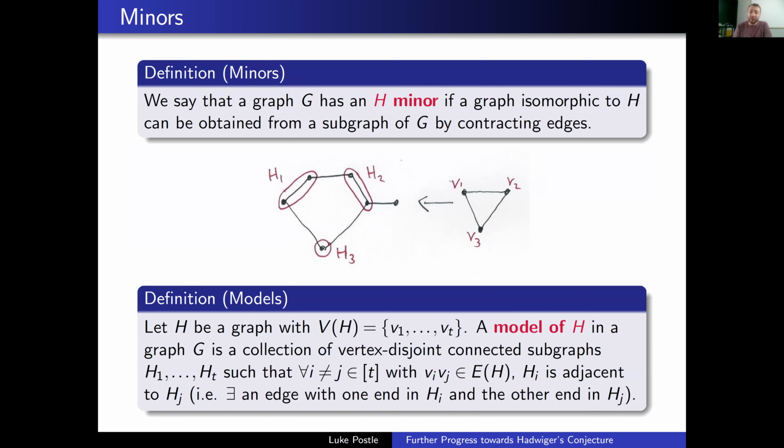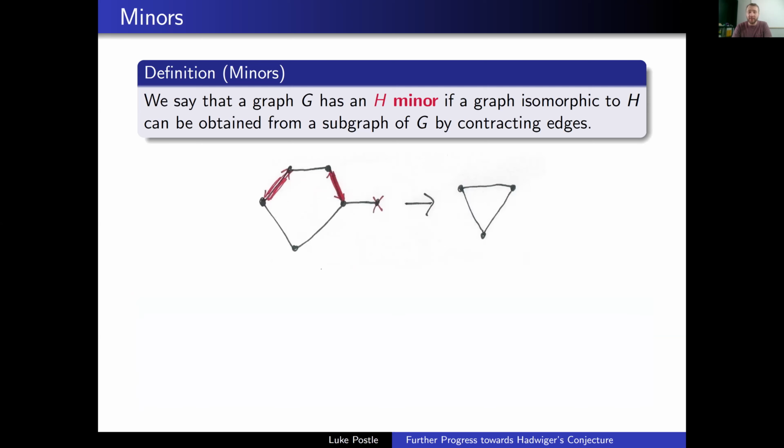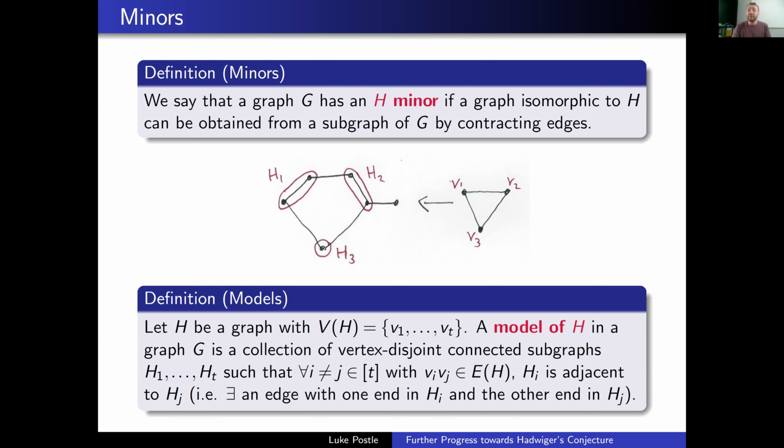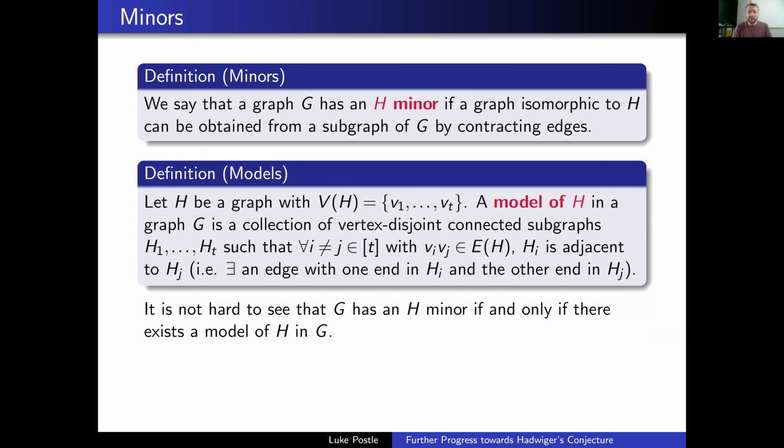You have a graph H. A model of H in a graph G is a collection of vertex-disjoint connected subgraphs so that if there was an edge in the original H, then there's some edge with one end in H_i and the other in H_j. So here is the minor view where you're doing the contraction. If you pull back, you get this model view. So when we're going to build K_t minors, we're really going to build K_t models. And it's not hard to see those are equivalent.